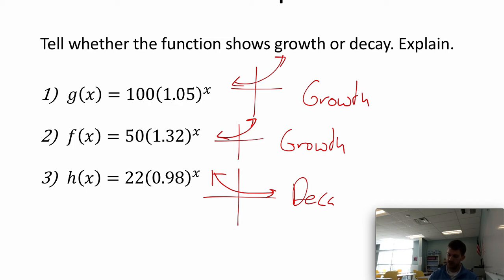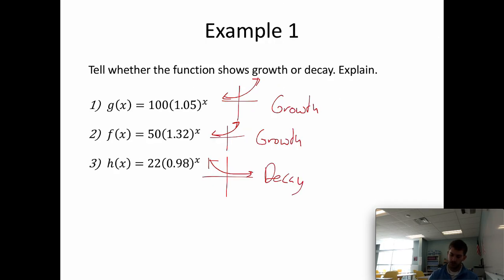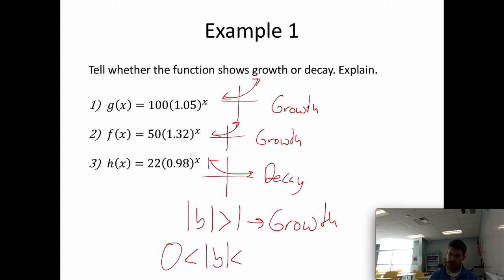In general, if the absolute value of your base, and we're really just focusing on positives right now, but I'm going to keep it as the absolute value of our base is greater than 1, we have growth. So whatever's being raised to the exponent, if it's greater than 1, we got growth. Now if it's a small number like 0.98, so we have 0 less than the absolute value of b less than 1, that's a decay.